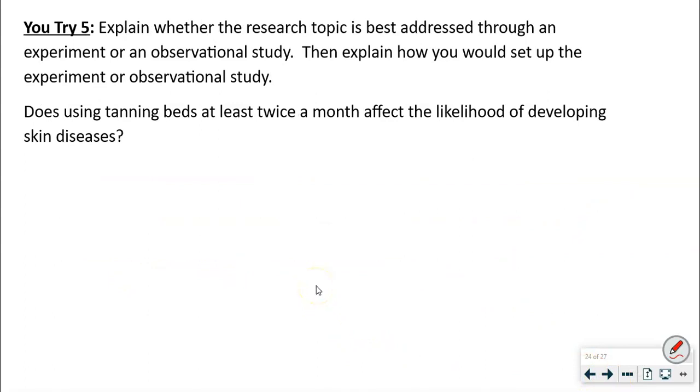Does using tanning beds at least twice a month affect the likelihood of developing skin disease? So first of all, tell me whether you want to do this observational or experimental. And then why, okay? And how you'd set it up, basically.